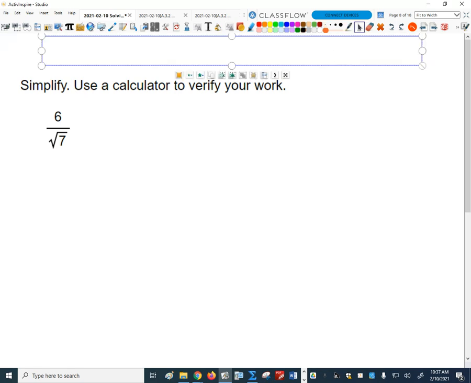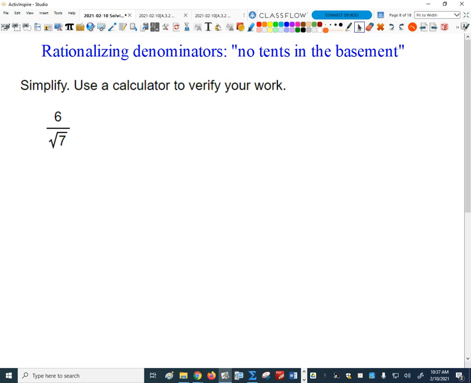Right? And so you might have maybe heard the little statement, no tents in the basement, right? No radicals in the denominator. Okay, so we got to get rid of that. So how do we do that? How do we rationalize the denominator here? And I want you to think about this. Think about this in terms of some of our properties, right? What can we do here to this thing?